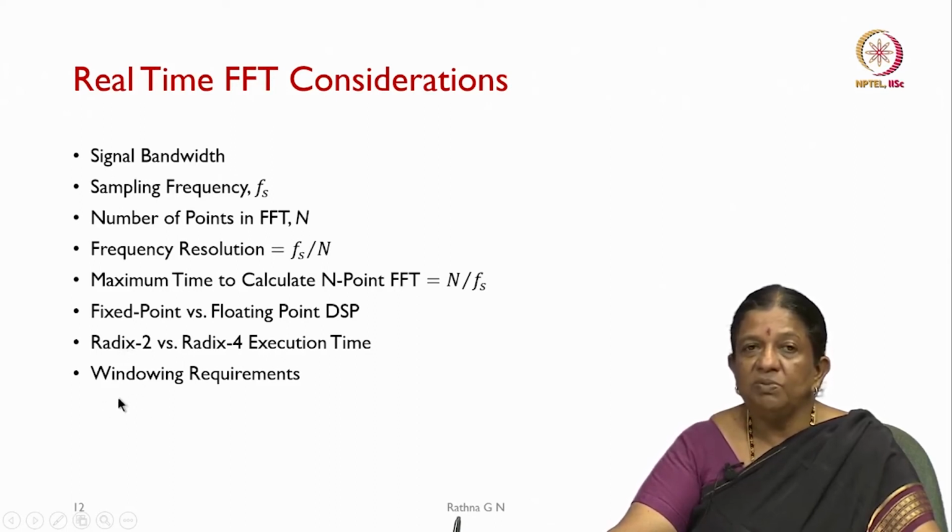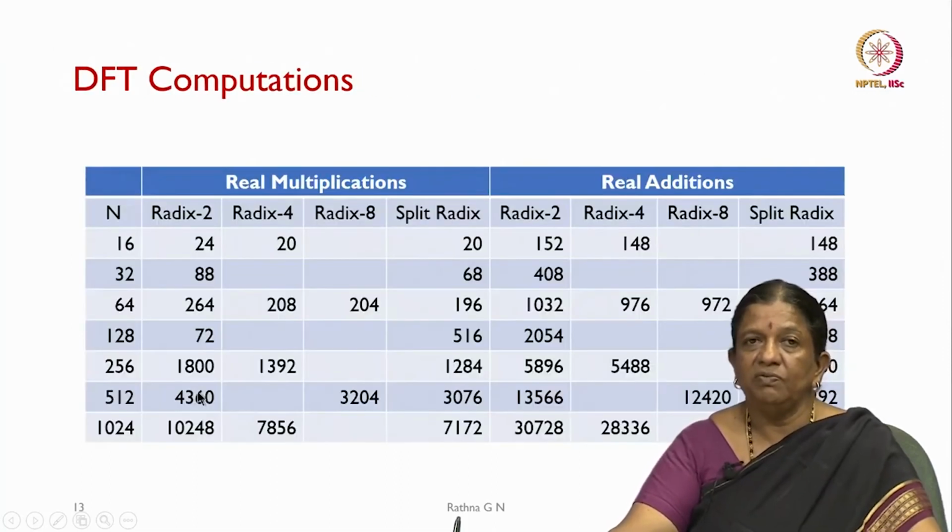So, the next one is, because most of the applications are going to use windowing and filtering, what windowing requirements one has to consider. We saw an example in the lab, that is the Kaiser window and the rectangular window, and how our output is going to get affected.